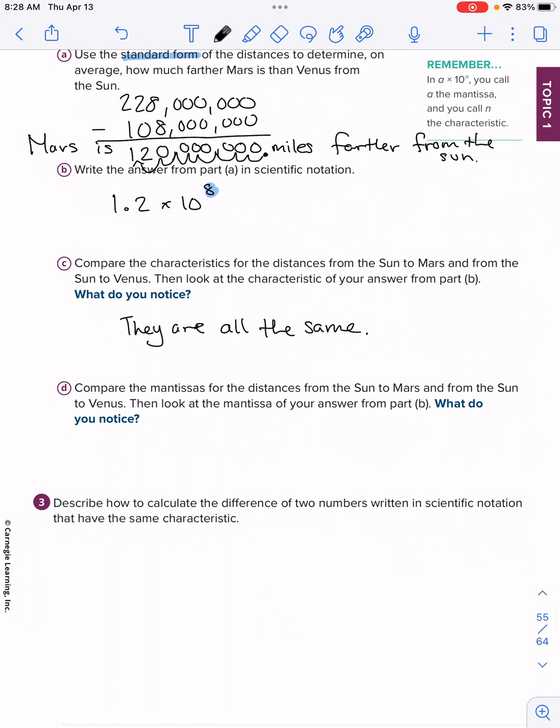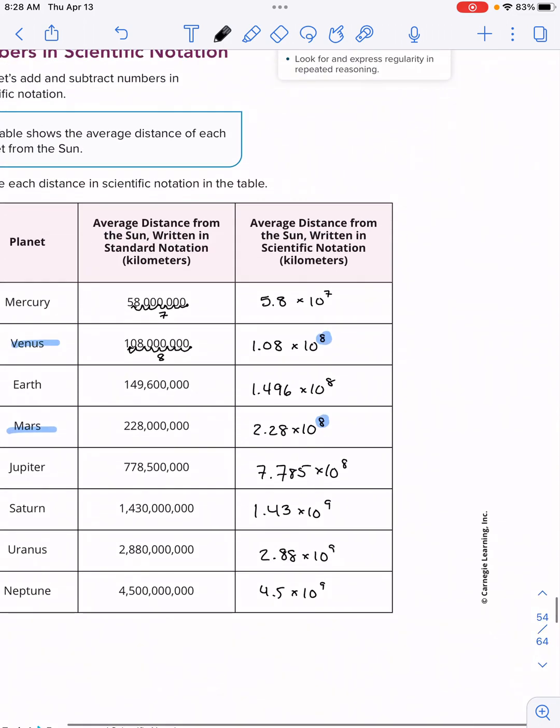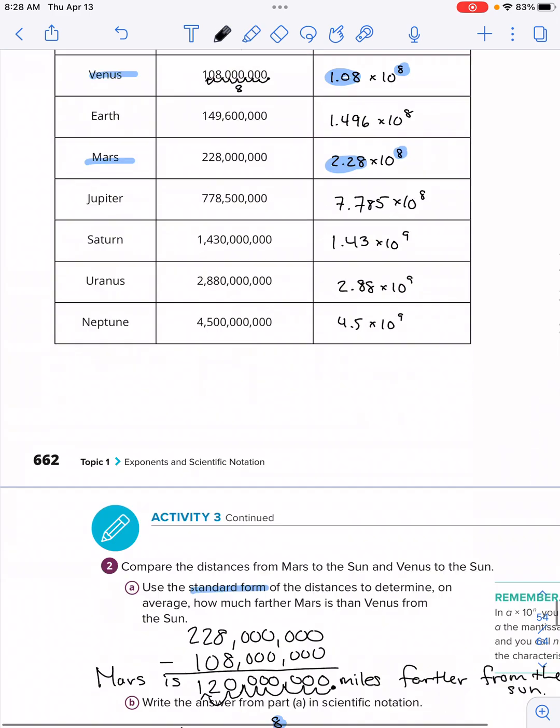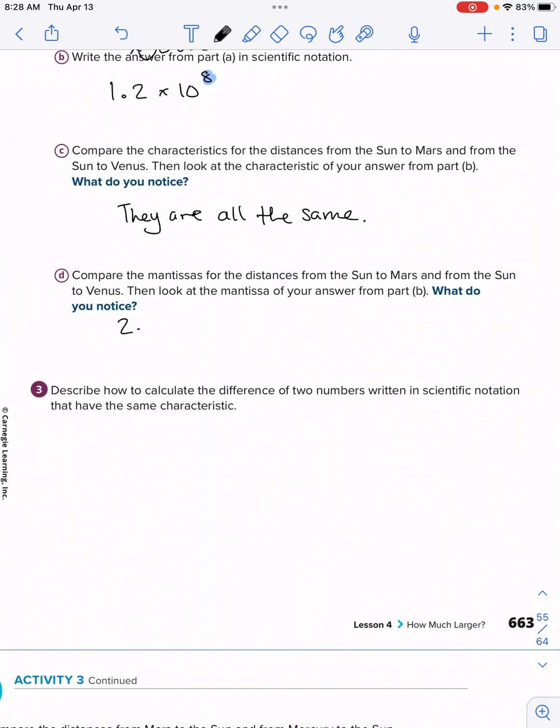Okay, and then D, compare the mantissas from the distances for the distance from the Sun to Mars and from the Sun to Venus. Then look at the mantissa of your answer. So the mantissa of these numbers, we have 1.08 and 2.28. We could put 2.28 minus 1.08. If we find the difference of that, this is 0, this is 2, this is 1. And whenever we subtract decimals, you always want to line up the decimal point.